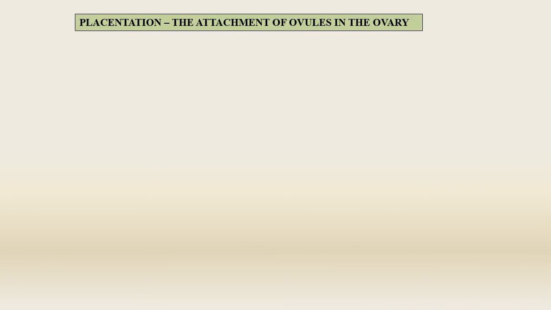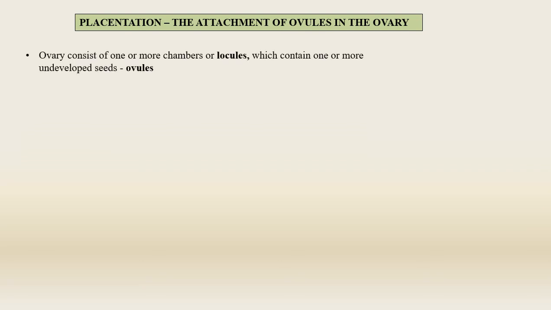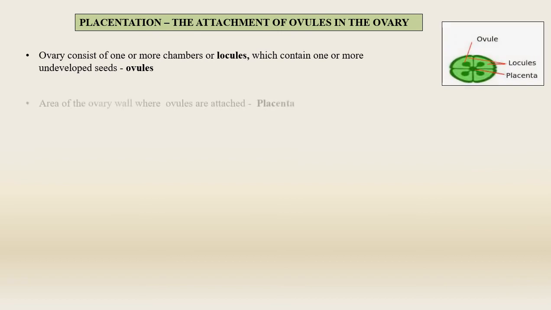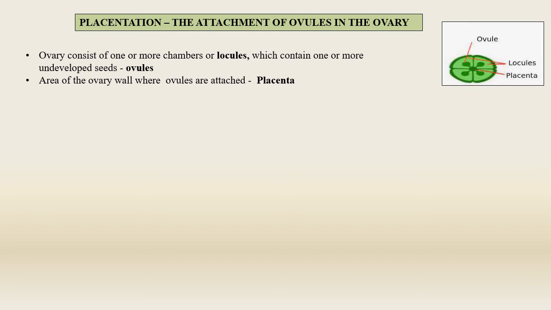Placentation: the attachment of ovules in the ovary. The ovary may consist of one or more chambers or locules, which contain one or more undeveloped seeds, the ovules. The area of the ovary wall where ovules are attached is called the placenta. The arrangement of placenta within the ovary is called the placentation. Placentation varies in different species.